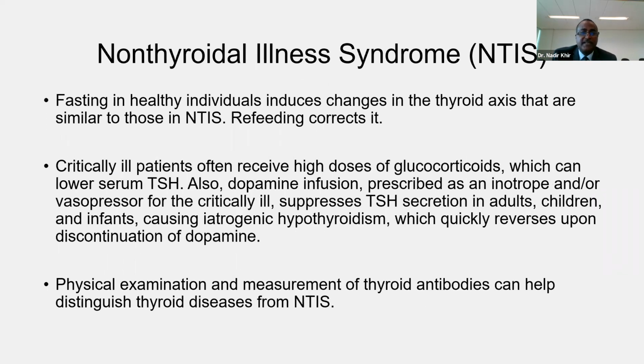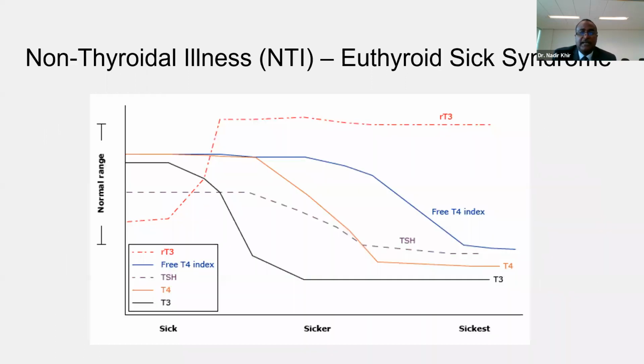And it's similar to fasting. Fasting in healthy individuals, sometimes prolonged fasting, can give you a similar mechanism. The T3 slows down, and the reverse T3 will go up. And you can see here it depends on how sick the patient is. The reverse T3 is actually the first one to go up, and then with time the TSH and T4 will go down as well.